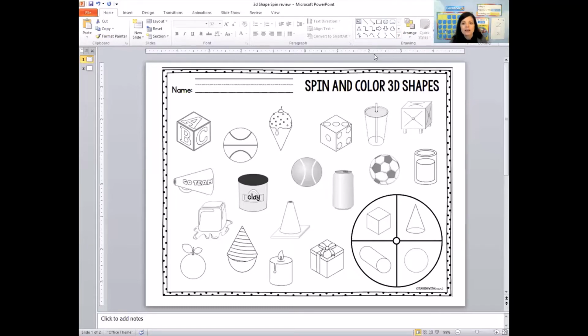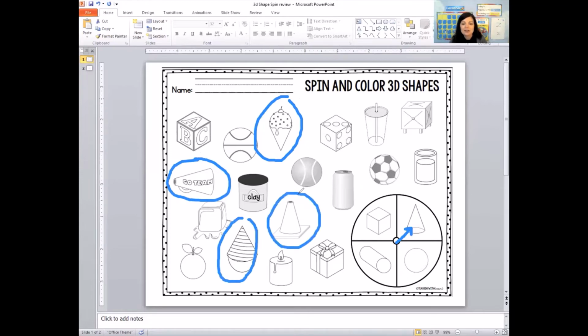Can you see if you can pick out all the cones? Remember, it kind of looks like an ice cream cone or party hat. Good. There's a cone. Can you find another cone? Looks like this. There's a cone. There's a party hat. That's a cone. And I see a traffic cone. Nice job finding all the cones.